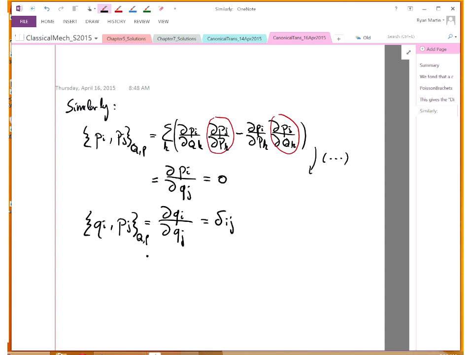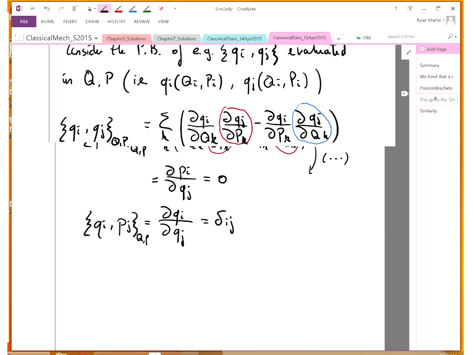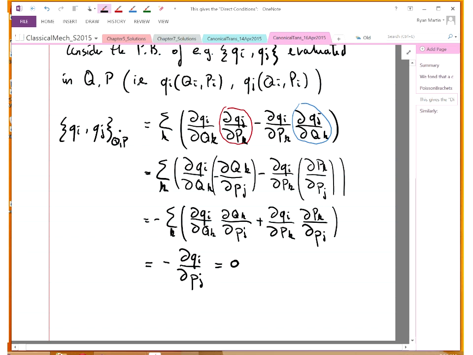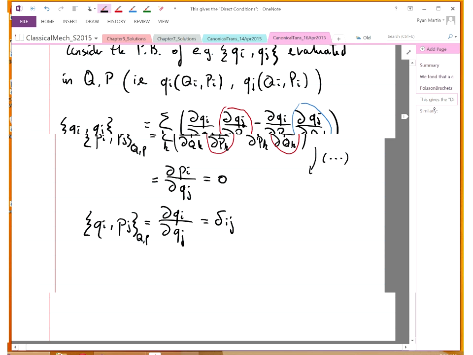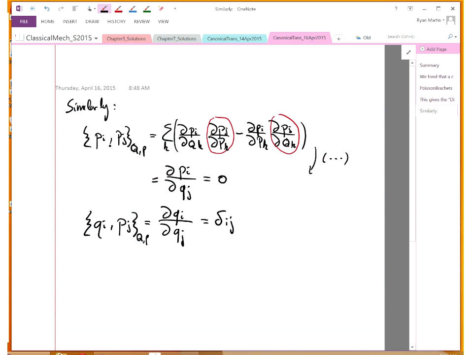So we've evaluated three different Poisson brackets. We evaluated lowercase qi with lowercase qj in the capital Q's and capital P's, and we found that was equal to 0. Then we did it with lowercase pi and lowercase pj, and we found that was equal to 0. And then we did it with lowercase qi and lowercase pj, and that was equal to delta ij. So that's exactly what those Poisson brackets are equal to when evaluated in the lowercase q's and lowercase p's.